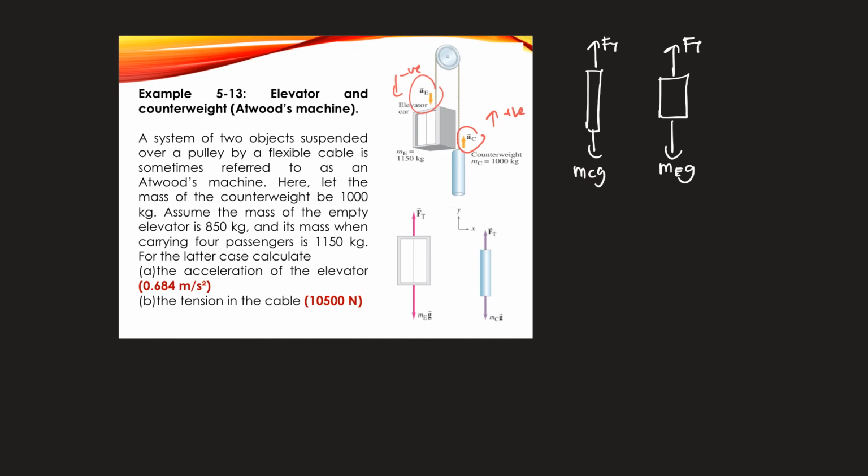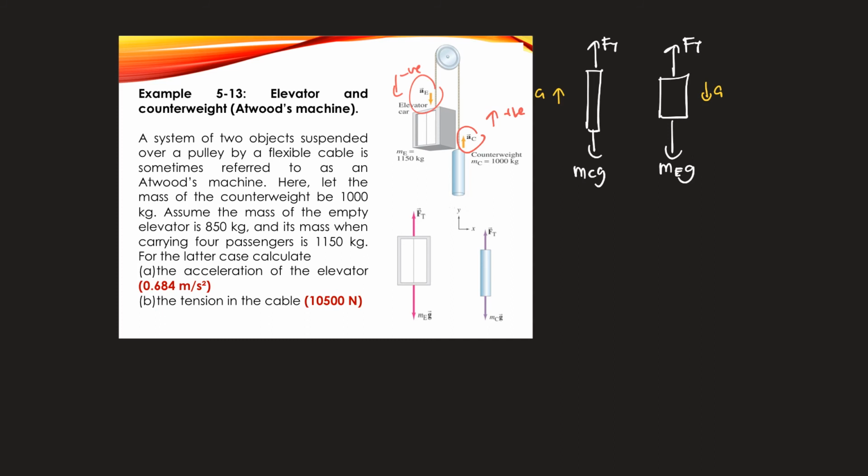For your attention, it's better for you to draw the directions of acceleration. So the elevator is going downward, and this one is going upward. The reason why I ask you to draw this is to be extra careful when it comes to putting the negative and positive signs.